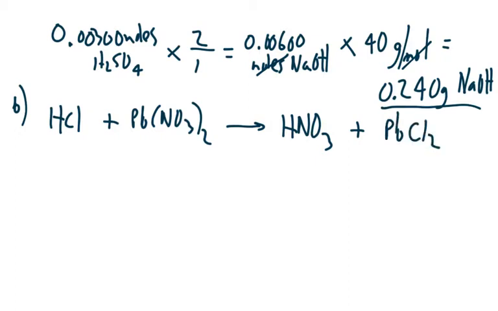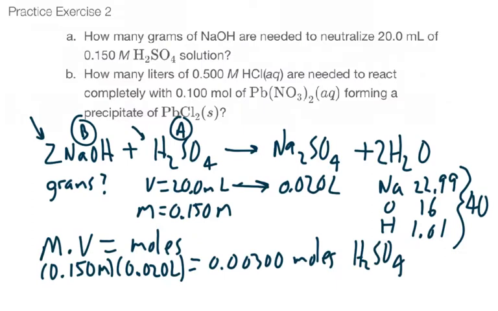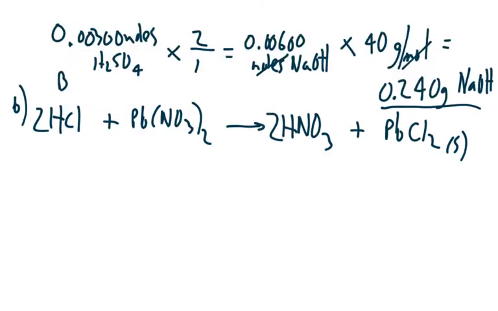After you write the equation successfully, they even tell you it's a precipitate here. You're going to balance. So you're going to put a 2 here and a 2 here, and now you're ready to go. Now, what was given in the problem? Well, let's take a look. Notice that they're looking for liters of HCl. So HCl is going to be what we're looking for. We're looking for volume.